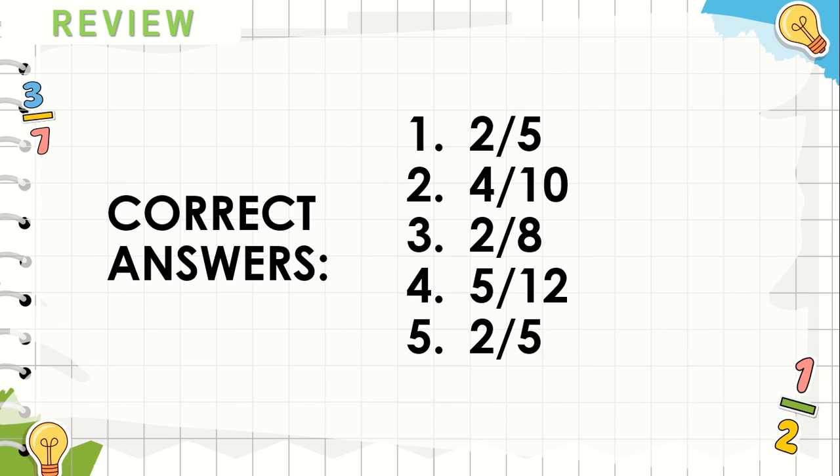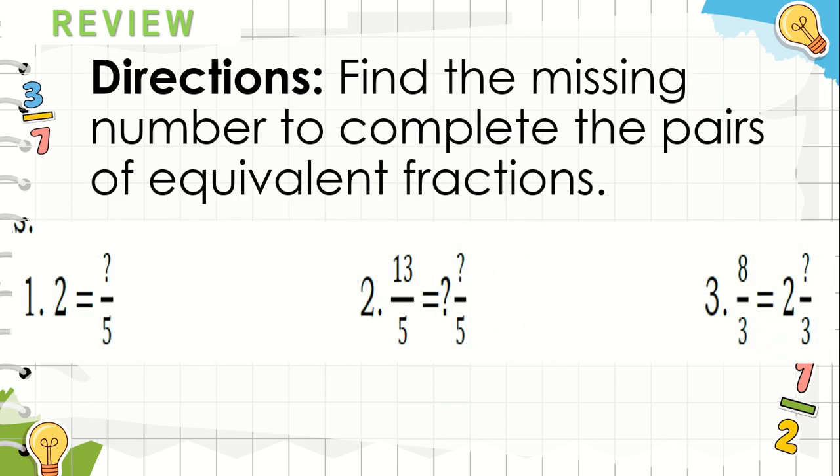Here are the correct answers. For number 1, 2/5. 2, 4/10. 3, 2/8. 4, 5/12. And number 5, 2/5. Find the missing number to complete the pairs of equivalent fractions.